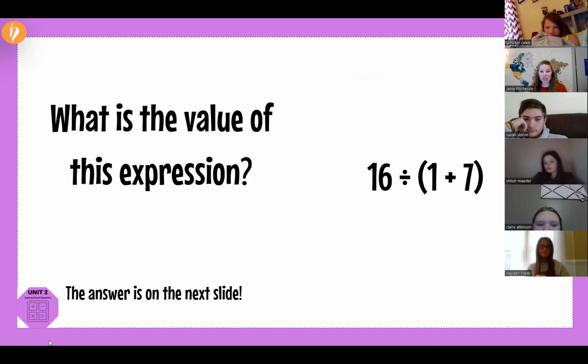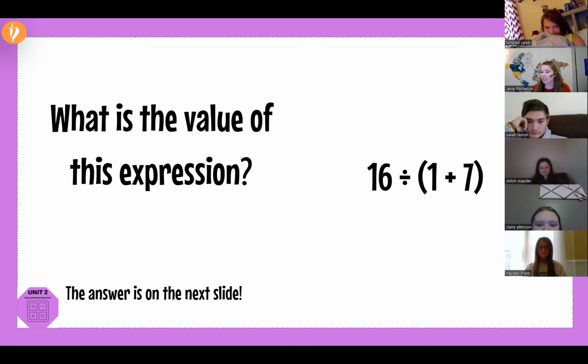So today we're going to practice not only order of operations, but we're also going to substitute values for variables as well. So think of order of operations. What would I do first here? Yep, I would do my grouping first, right?